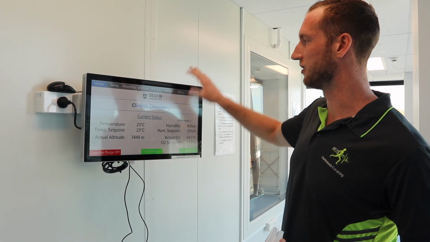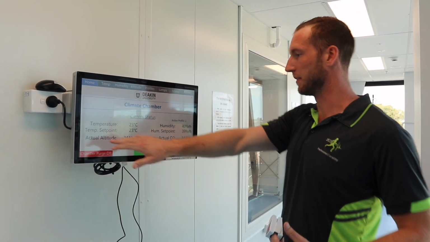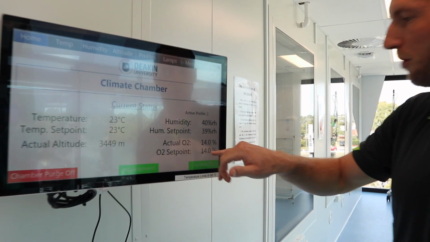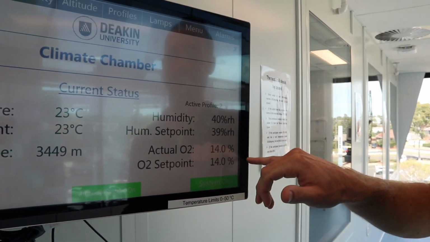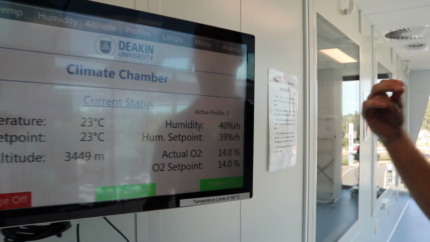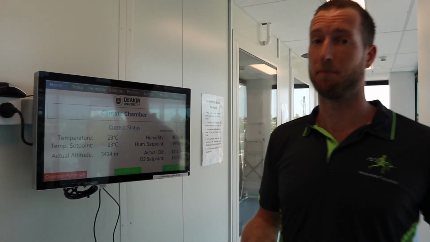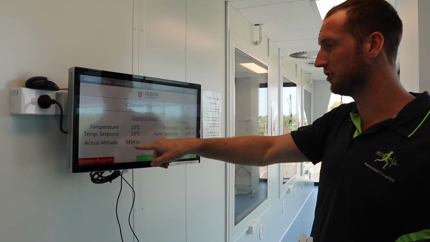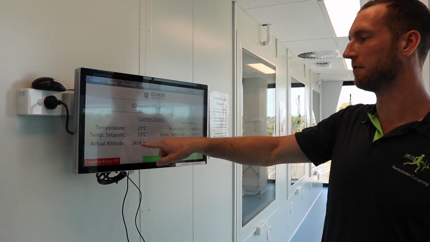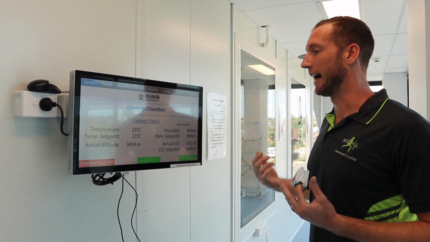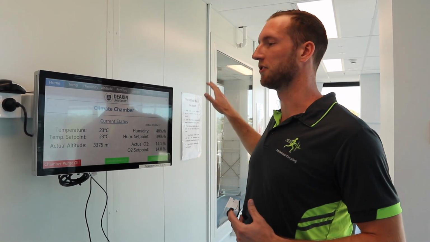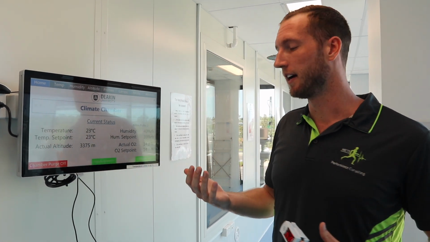What we've got here is just a set point. So you can see here, if you can see that, Nick, just zoom in here. So 14% is our actual oxygen in the climate chamber. So normal environment's about 21%. So we've reduced that by a fair bit. The altitude is simulating 3,414 meters. So we're going to get Tyler to go in, do a test, a ramp test, and see how his acute responses differ.